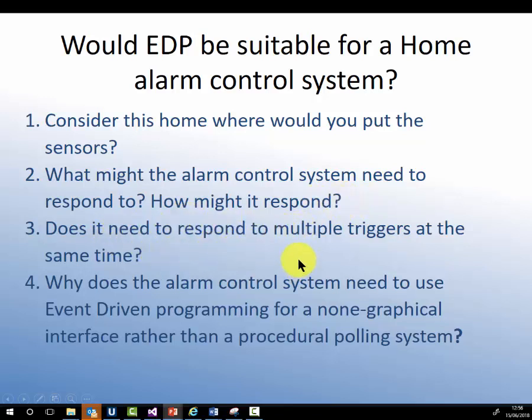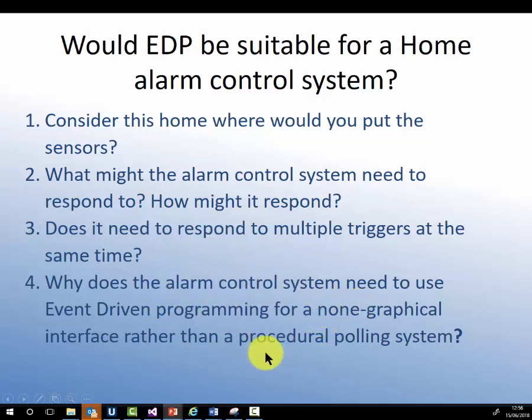Does it need to respond to multiple triggers at the same time? Yes, because someone might have broken in first, someone might be moving around in the house, it might be that they've opened the door. There's the possibility of multiple ways of them getting in, and it needs to be able to handle all of those. So why does the alarm system need to use event-driven programming?